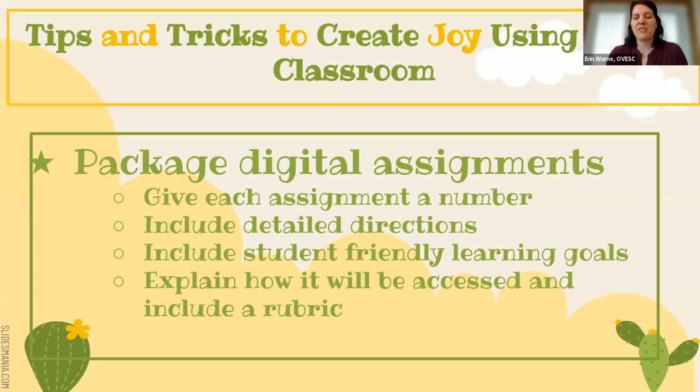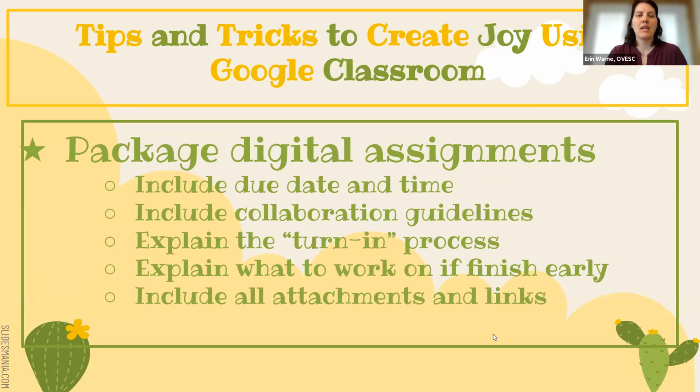So you might want to give your assignment a number in your title. That can just make it easier to find. Include detailed directions. The more details you add to the directions, the better it's going to be. So then again, if you're not there, the students can know what they're supposed to do. You could include student-friendly learning goals of why we're doing what we are doing. Explain how it will be assessed and include a rubric. Again, you can create a rubric within Google Classroom. Include a due date and time. That puts it on the calendar, and they can kind of schedule from there.